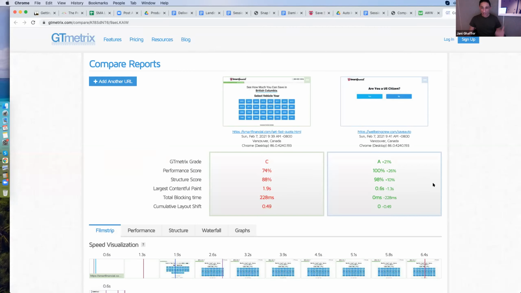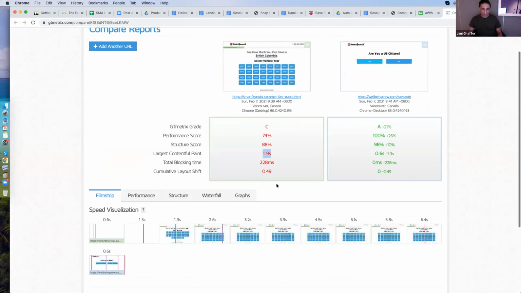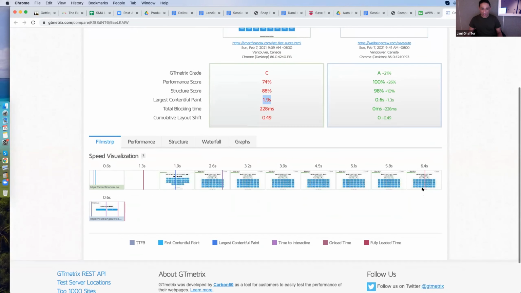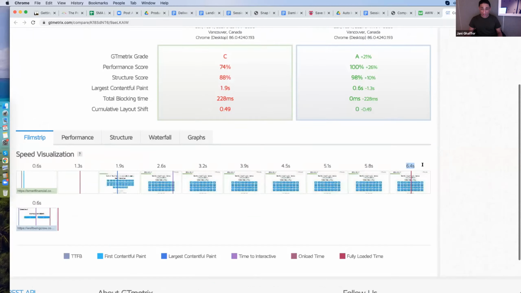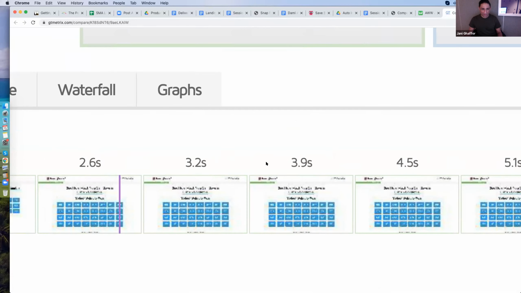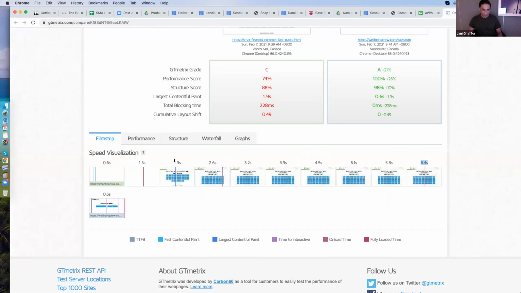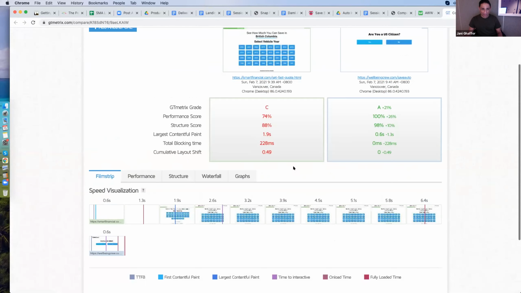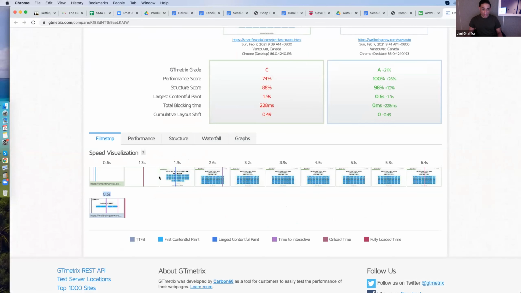So if you see here, this is a comparison of both the offer page and our landing page. The offer page says the largest part took 1.9 seconds, but I think the total page took 6.4 seconds, as you can see here, 6.4 to load fully. But if you look at our landing page, it's just 0.6 seconds. It doesn't go through all of these, because the offer goes through a number of redirect chains before it goes to the actual page. So it takes like 6 seconds.